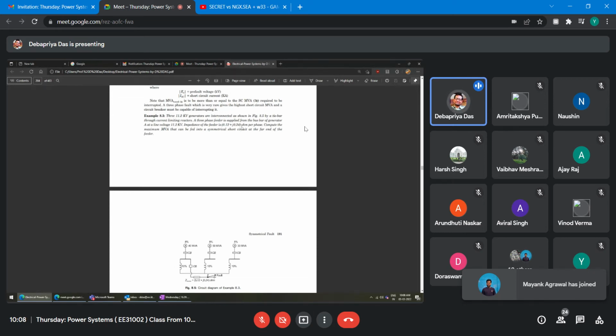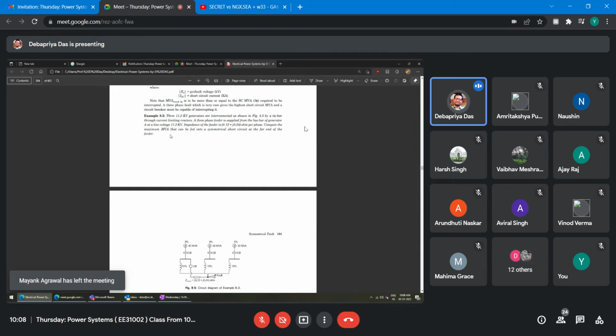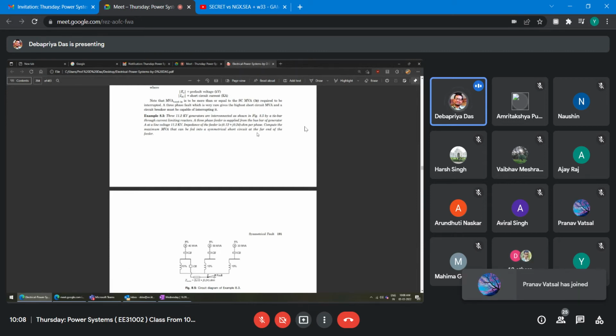So a three-phase feeder is supplied from the bus bar of generator A. Actually, it's a typographical error. This is generator A, this should be B, and this should be C, but in all these cases it is typed as A. The impedance of this feeder is 0.12 plus j0.24 ohm per phase. You have to compute the maximum MVA that can be fed into a symmetrical short circuit at the far end of the feeder.